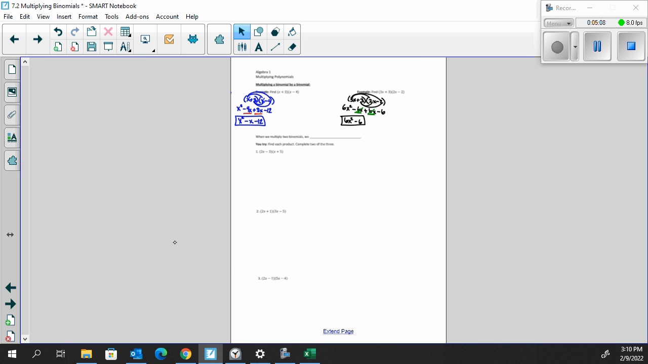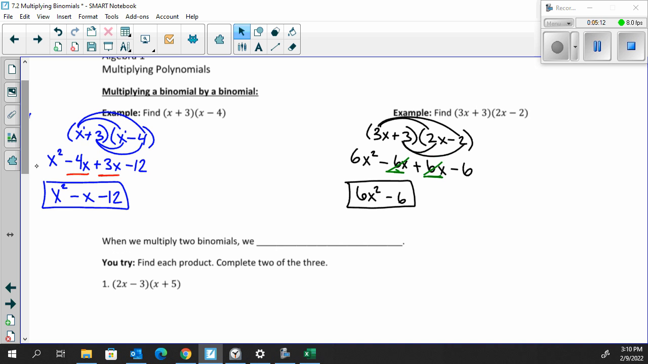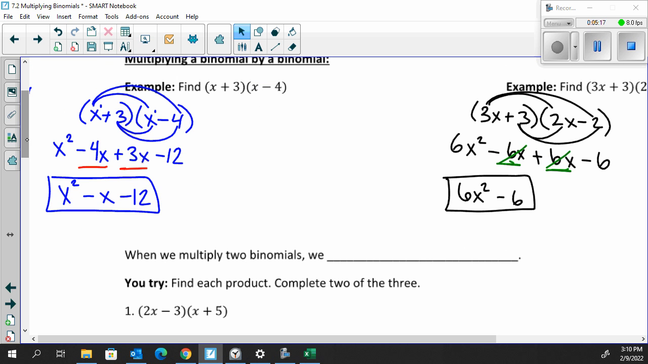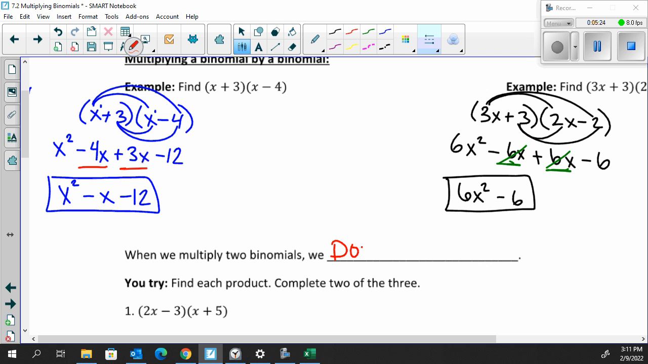Okay, so I already said it a little bit, but the words that we use to describe this thing that we're doing when we multiply two binomials, we do what we call double distributing. Double distribute, that's what we call this. You're distributing two things, not just one thing anymore, you're distributing two things. We call that double distributing. Cool?